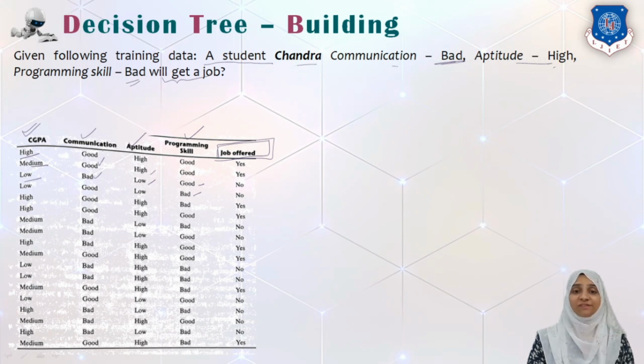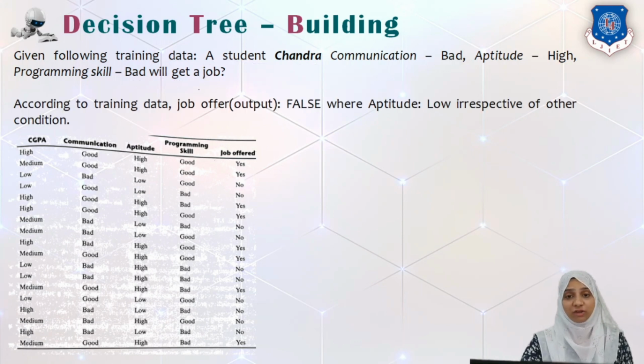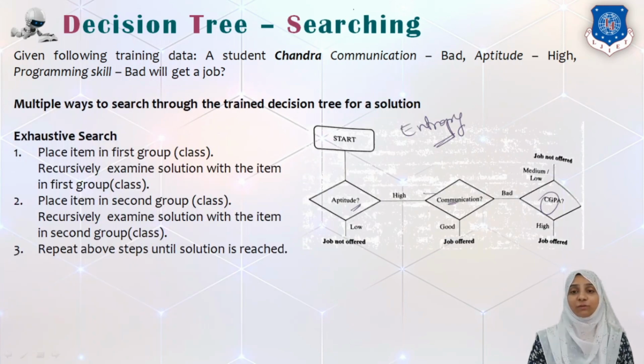So this company's data is given, and according to the past history of this company, we have to train our machine. That is nothing but we have to make a decision tree. Let us consider this is the final decision tree, and to answer for Chandra, we can use one of 3 solution or searching approaches.